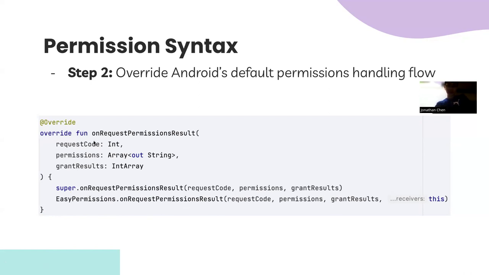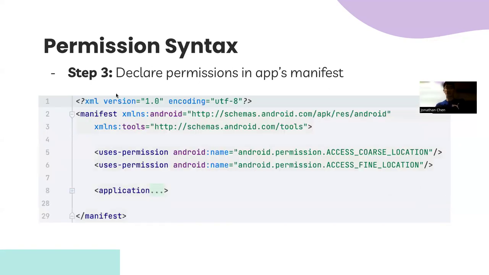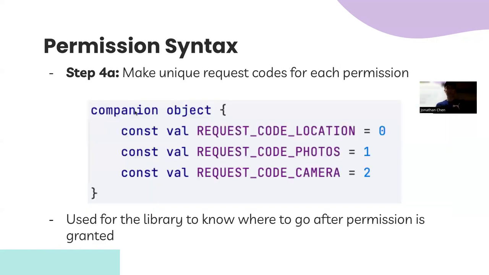You can see here, onRequestPermissionsResult is usually something that the Android operating system calls. But we're going to override it and then use the Easy Permissions library instead here. And this is all the syntax for it. So you're going to declare the permissions in the app manifest. I think we're cool with that.